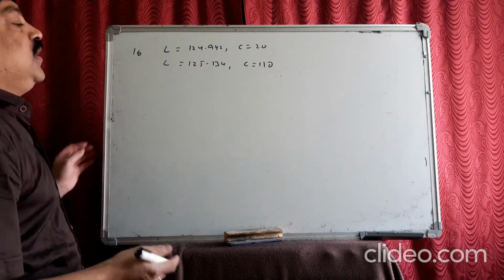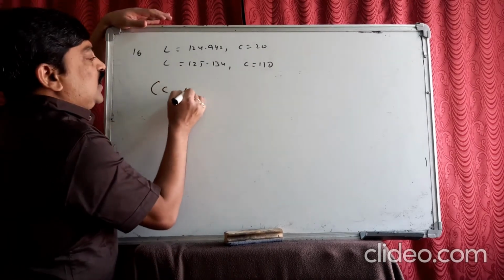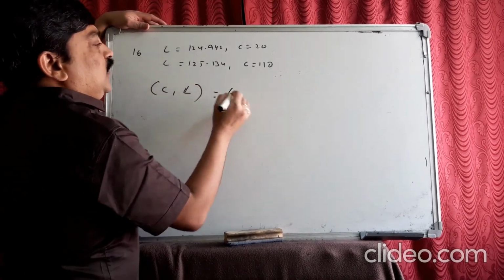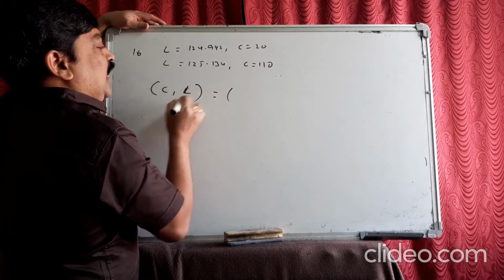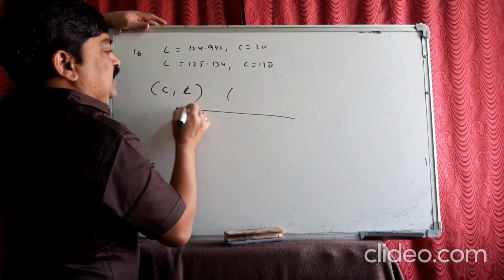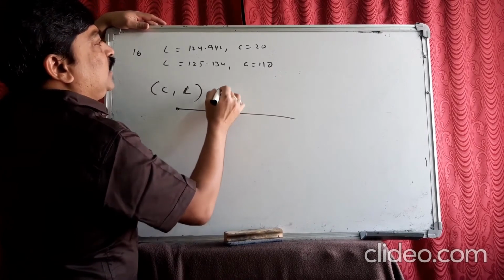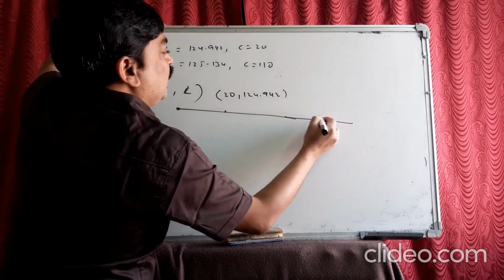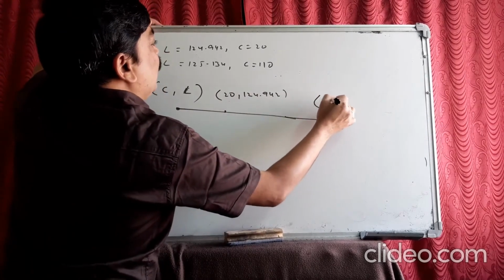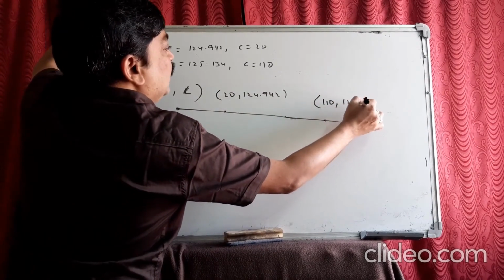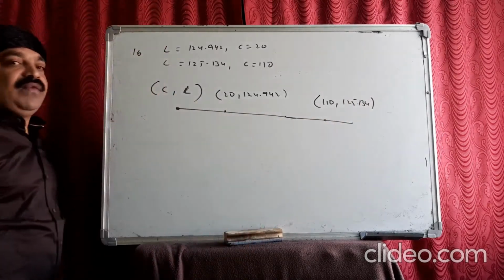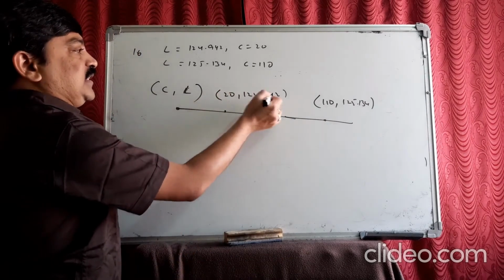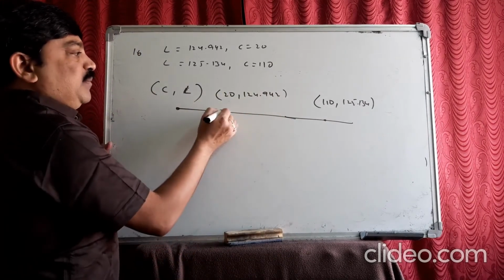So how to write L? So if I take C comma L like this, in a line. So one is C comma L, the other one will be 20 comma 124.942. The other one will be 110 comma 125.134 because it is a linear function. They told us it is a linear function. They lie on a line. So first one is C and second one is L. C comma L. This is a basic thing.